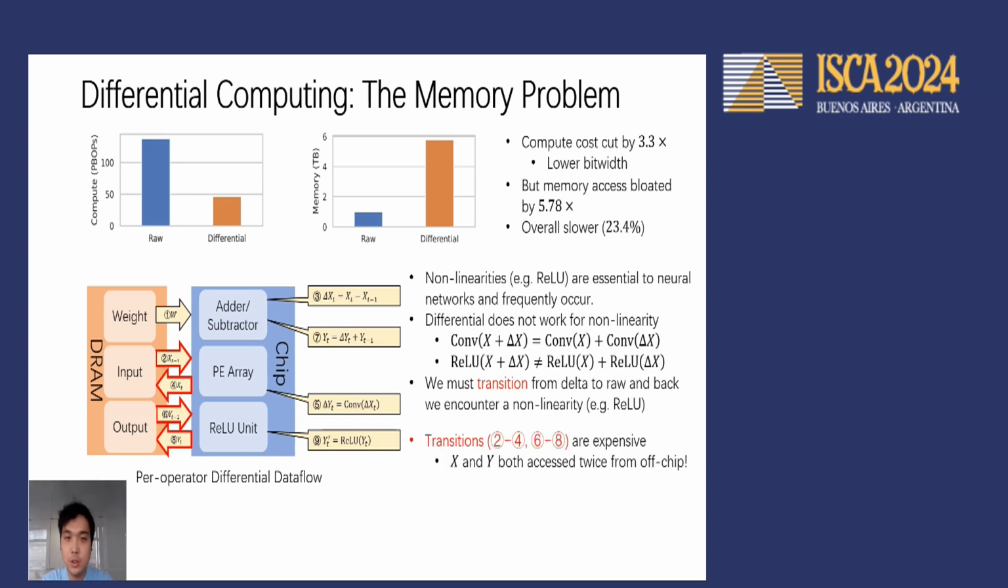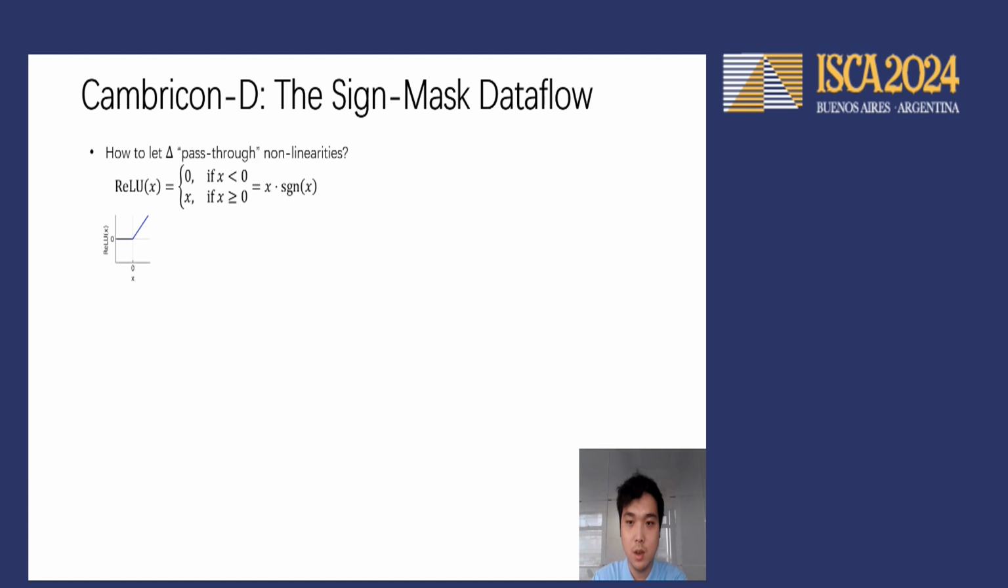These two transitions are expensive because activation maps are accessed twice in each transition. So if only we could compute ReLU on deltas and use deltas all the way. Well, the ReLU function is defined as so.